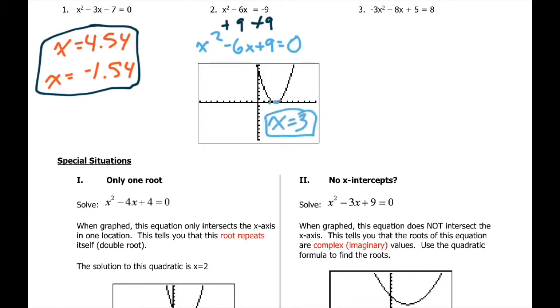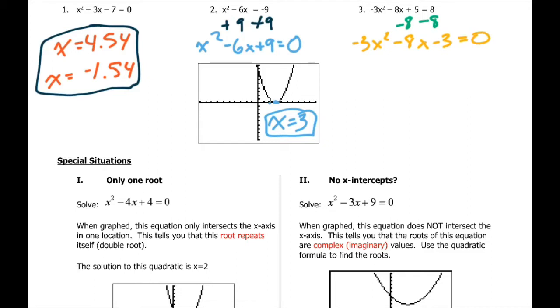And this is called a double root when you have only one real solution, but it sort of is hitting it twice, you could say. So that's going to be our double root, x equals 3. Let's try number 3 by graphing, but first, again, we've got to get it equal to 0. So I'm going to subtract 8 on both sides. So we have negative 3x squared minus 8x minus 3 equals 0.